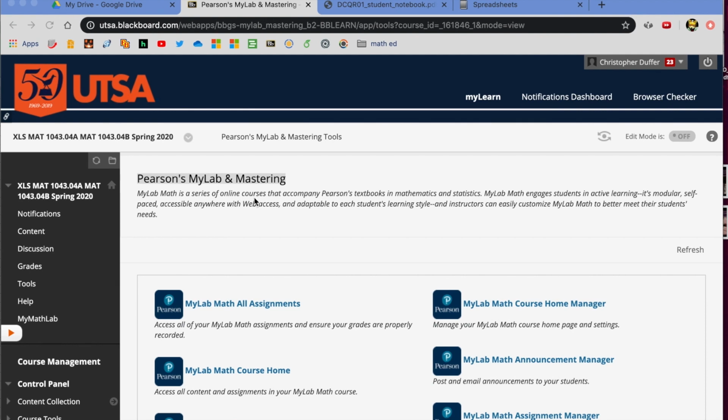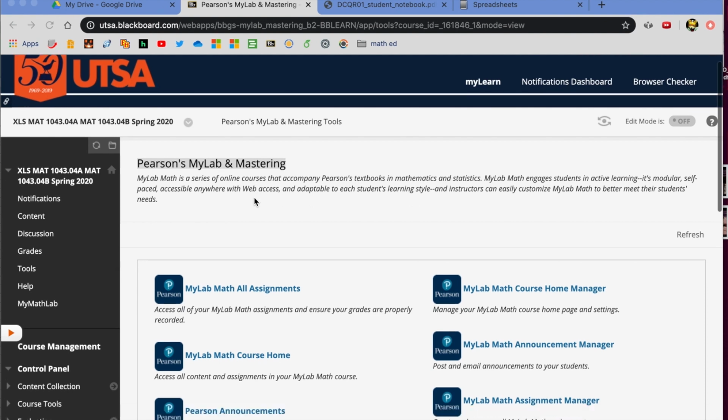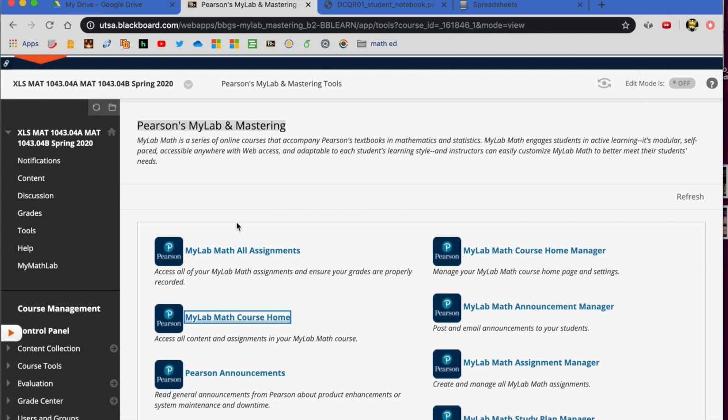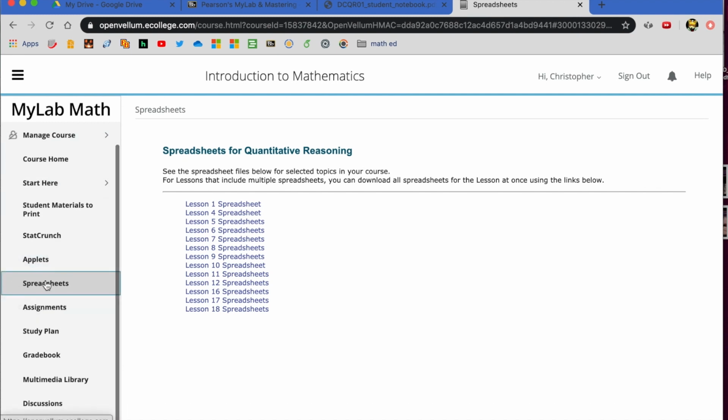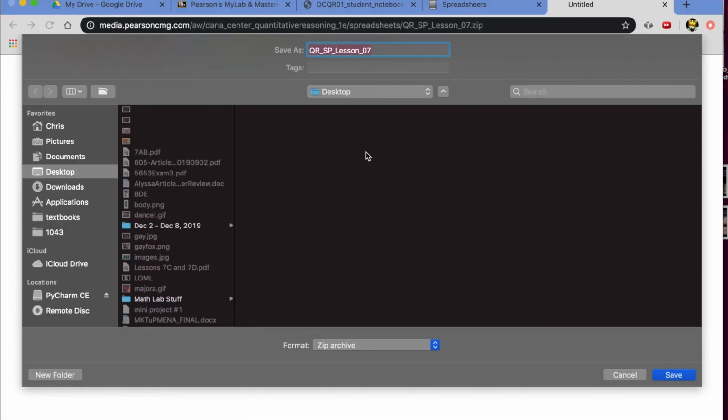I'm going to upload these files to Blackboard, but just in case, if you need to find the files, if you go to the MATLAB tab of Blackboard, go to Course Home, you'll get here, and then we're going to need two things. One, we're going to need a spreadsheet. So if you come under Spreadsheets, go ahead and download the Lesson 7 spreadsheets.